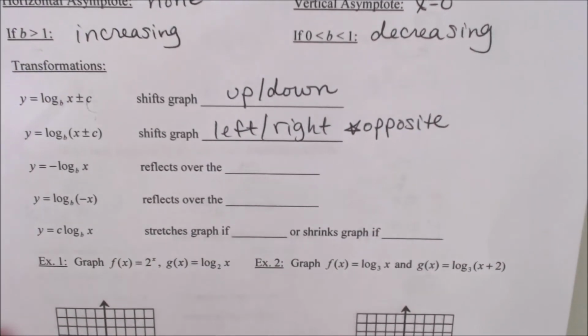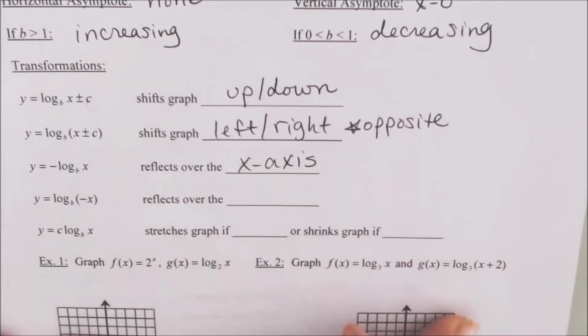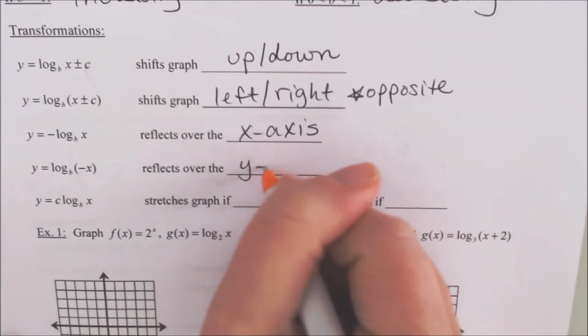If there's a negative in the front of the log, it's going to reflect over the x-axis. And if the negative is inside the argument in front of the x, it's going to reflect over the y-axis.